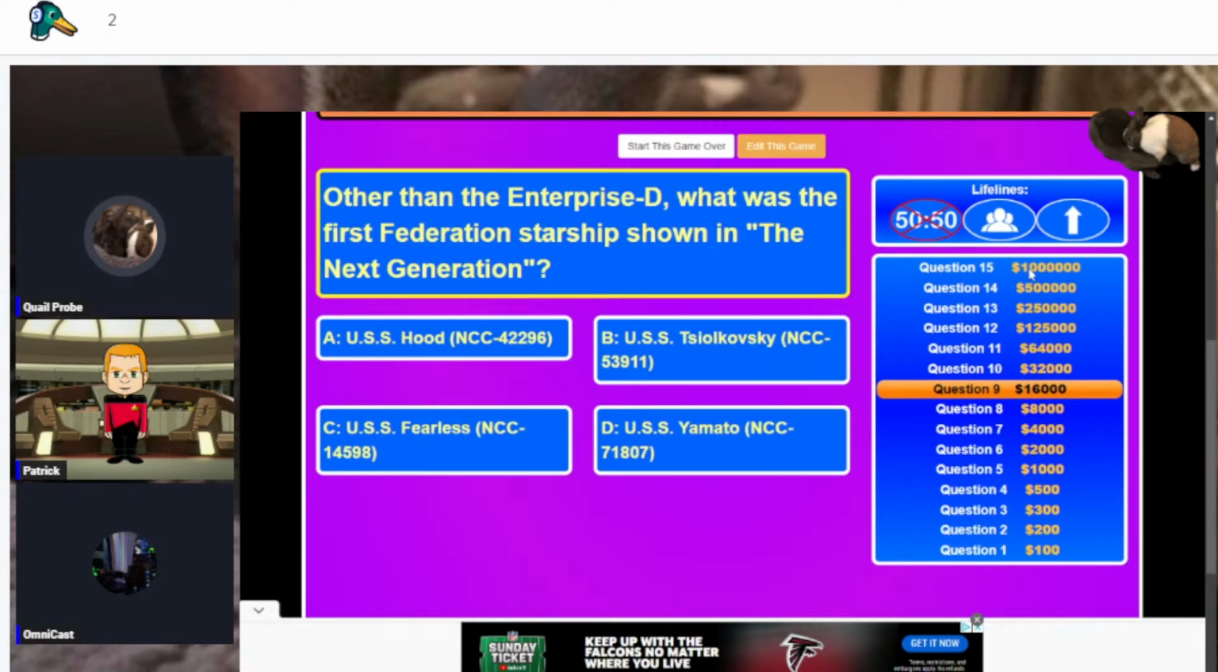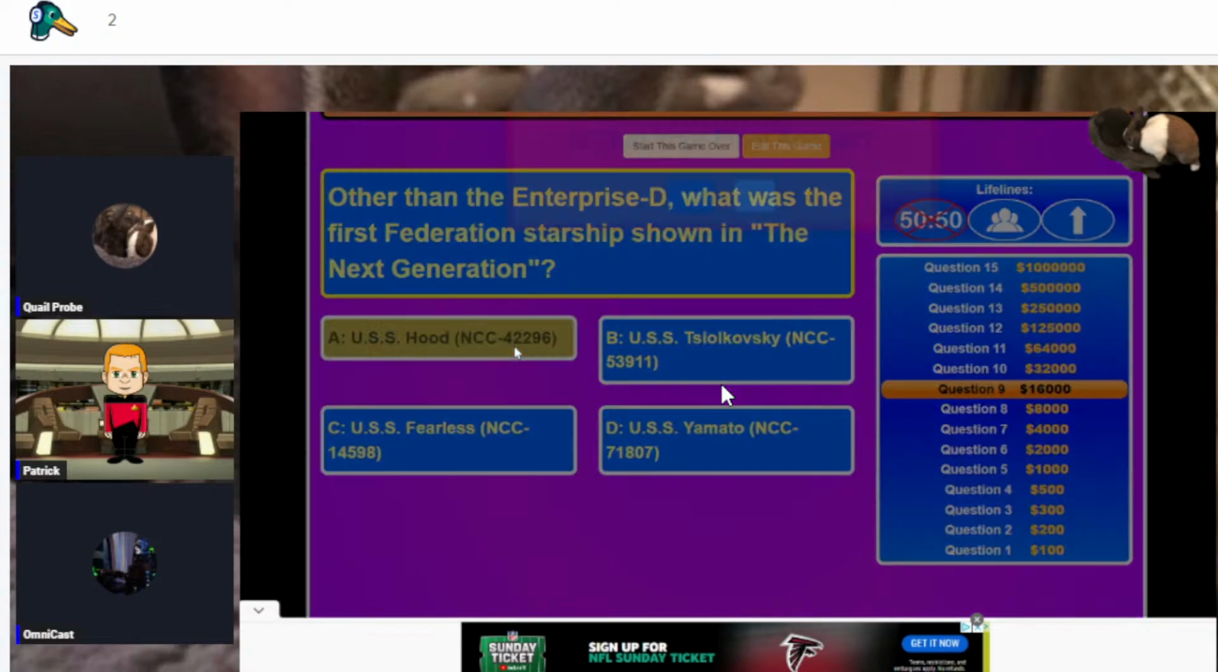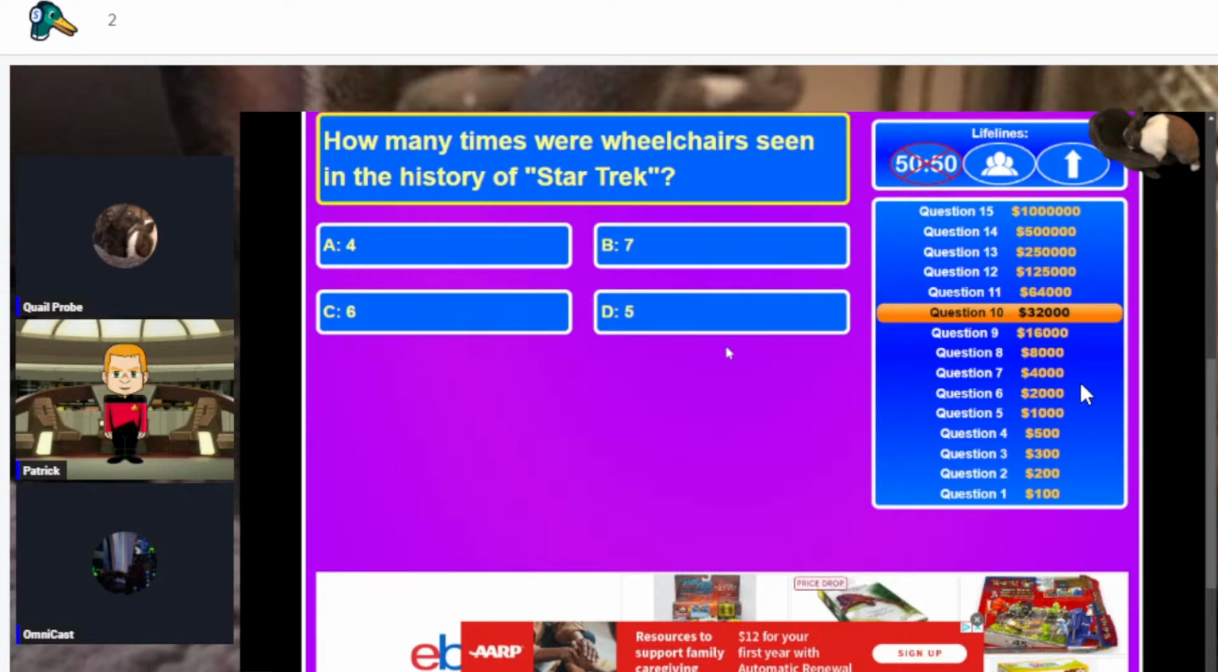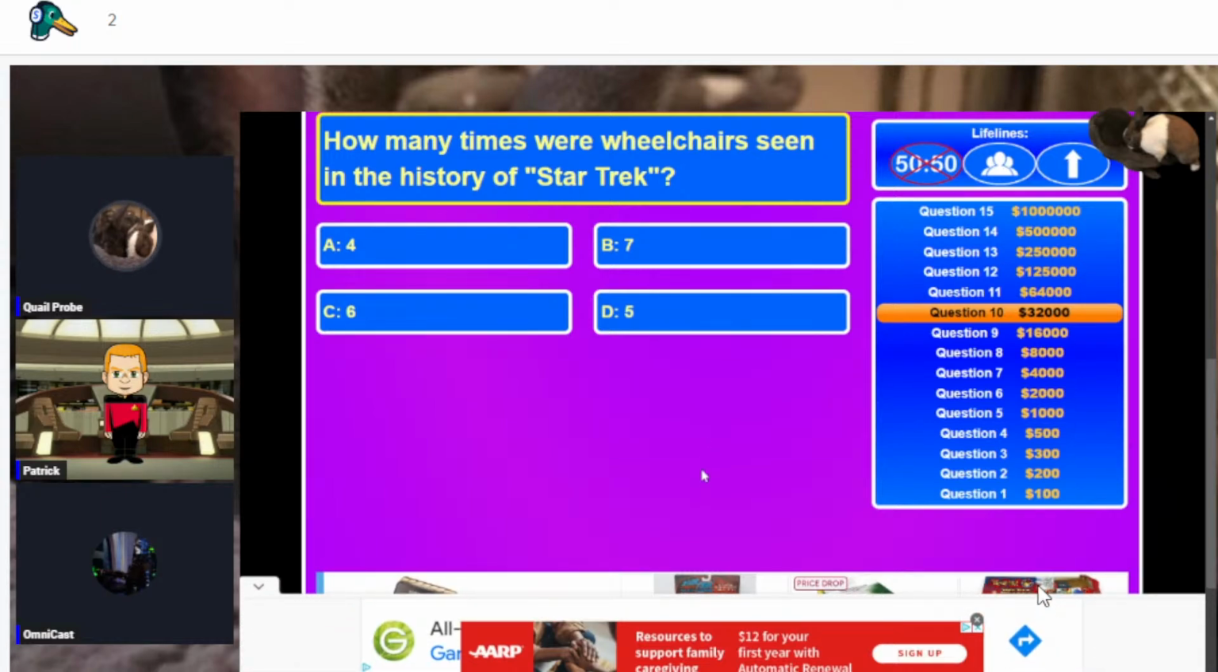All right, other than the Enterprise G, what was the first Federation ship shown in the Next Generation? A, the Hood, B, the Tsiolkovsky, C, the Fearless, or D, the Yamato? I would say A, the Hood. The Hood? Correct. Because they dropped off Riker.